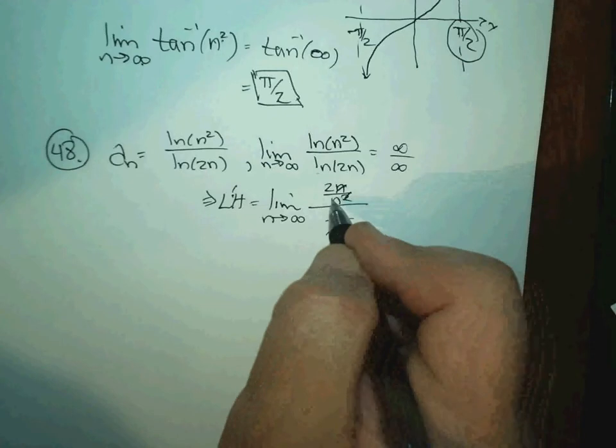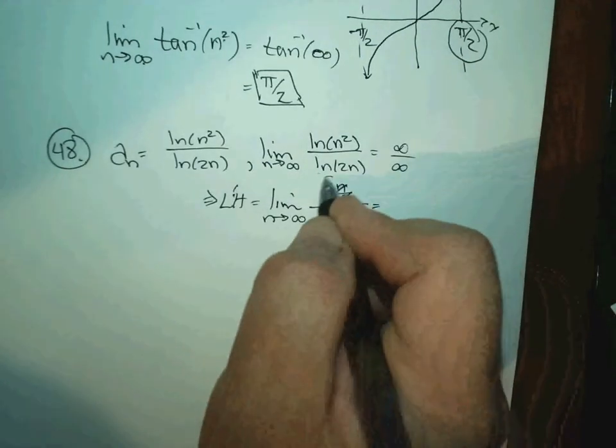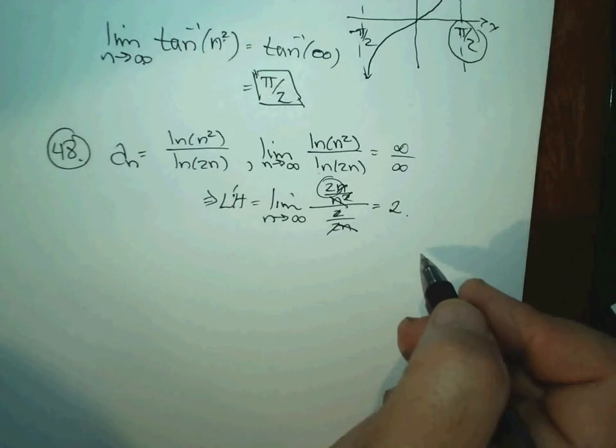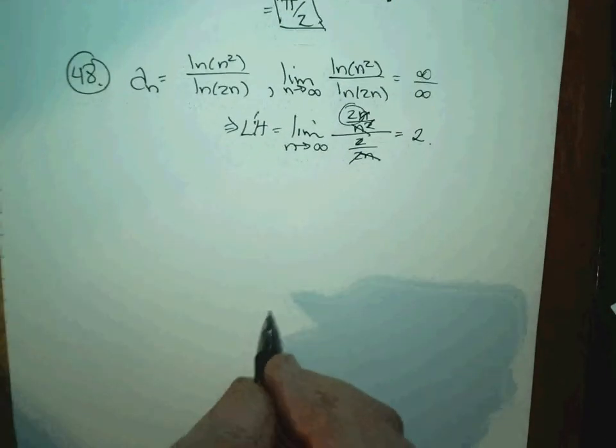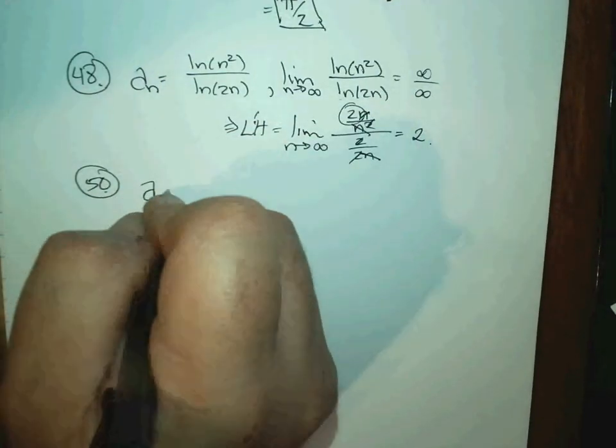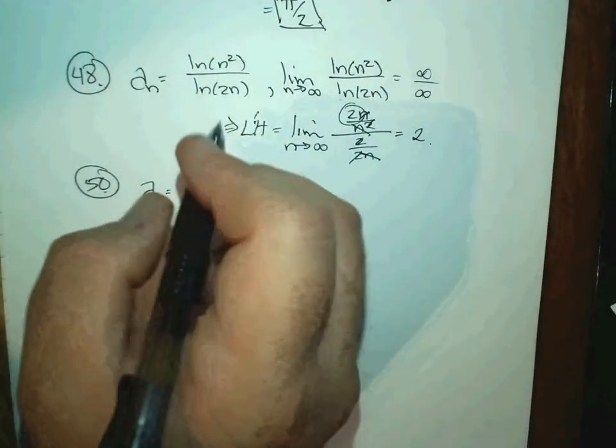And so when we simplify this, okay, the n's cancel here, 2's cancel here, and I've got an n and an n that cancel here, and so I'm left with a 2. Okay, the limit is 2.